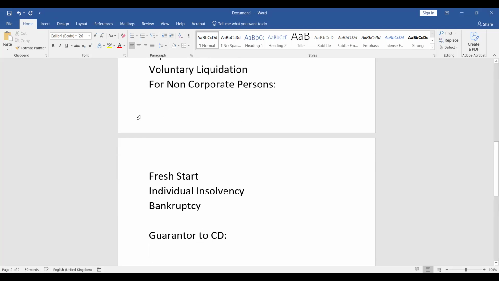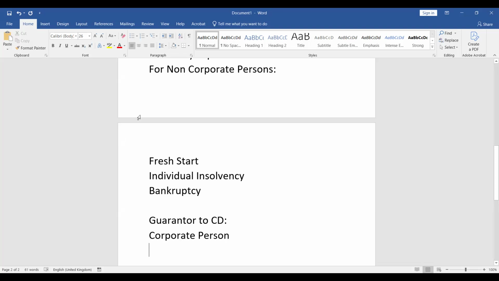Now this guarantor to CD may be a corporate person or it could be a non-corporate person. That means the person who has given the guarantee, it could be a company or it could be an individual or a partnership firm or it could be a non-corporate person. So in case it is a corporate person, then same process: CIRP, liquidation, etc. In case of non-corporate persons, then insolvency or bankruptcy. So these will be covered under the above processes, depending upon their constitution.